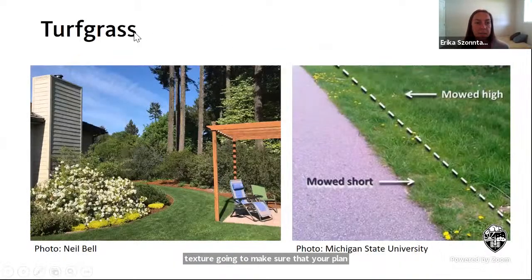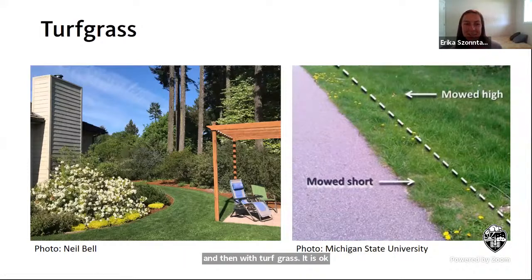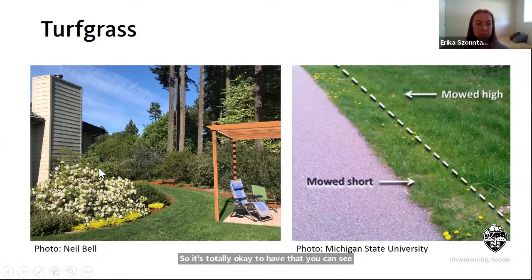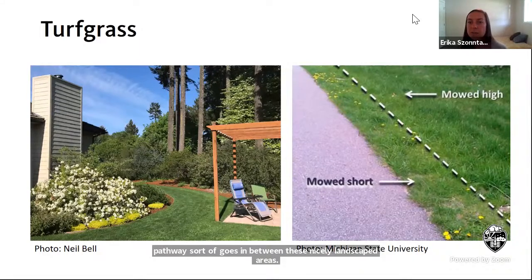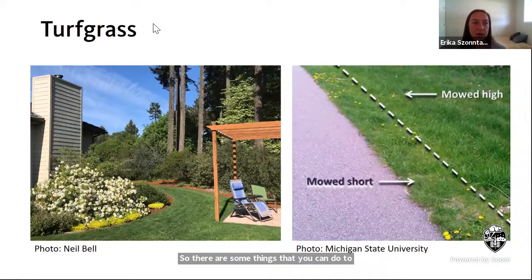And then with turf grass, it is okay to have lawn on a waterwise property. You know, especially if you have kids or pets, it's nice to have a little patch of grass to walk around on. So it's totally okay to have that. You can see this pathway sort of goes in between these nicely landscaped areas. So there are some things that you can do to have a healthy lawn and reduce your water use.